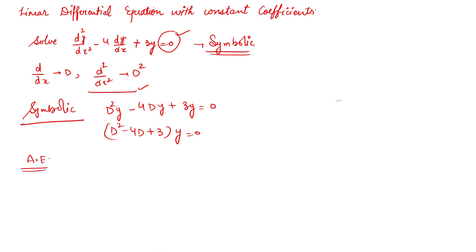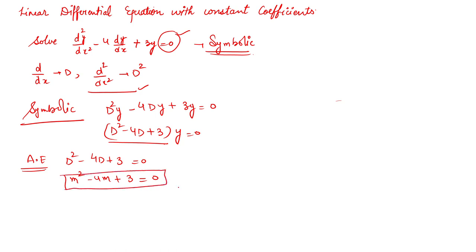As we have done in the last lecture, what is the auxiliary equation? Just the coefficient of y, D square minus 4D plus 3 equal to 0, this is known as your auxiliary equation. Now we see this is a quadratic equation. If you're not comfortable with D, you can replace it by m square minus 4m plus 3 equal to 0. Now we are more familiar with this type of equation.